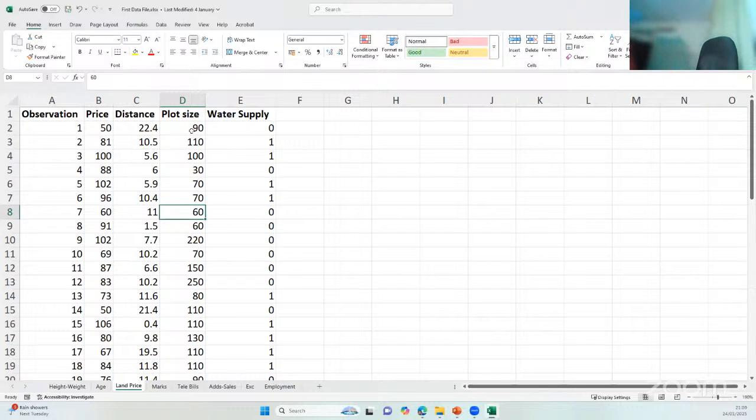In addition to that, we also have whether there is water supply or not, because we also know that when there is water supply, the plot values are usually higher. When there is no water supply, it is less. Here, you can see it is just 1 or 0. So we call these kinds of variables dummy variables, right? So they can have only two values.